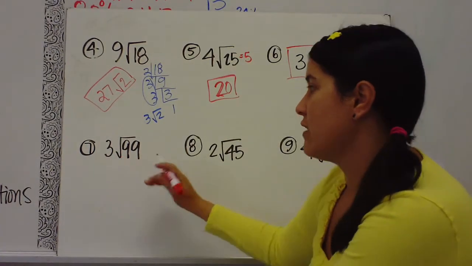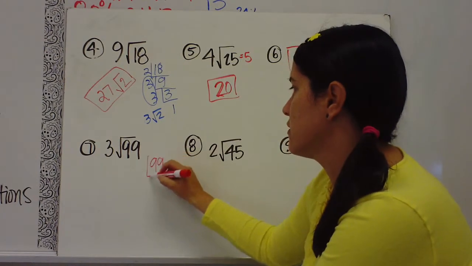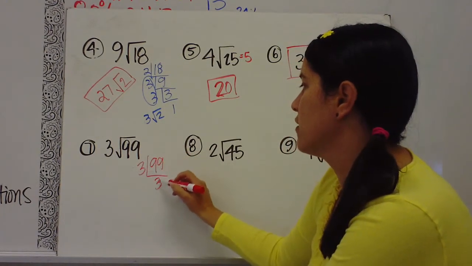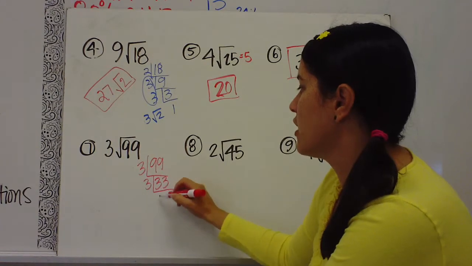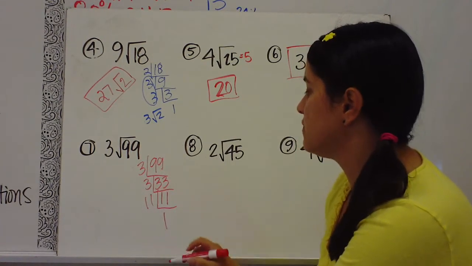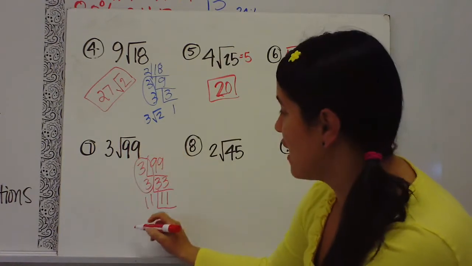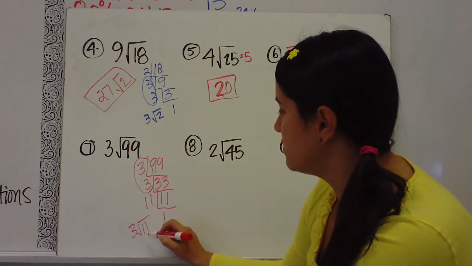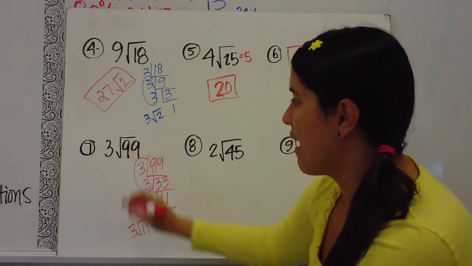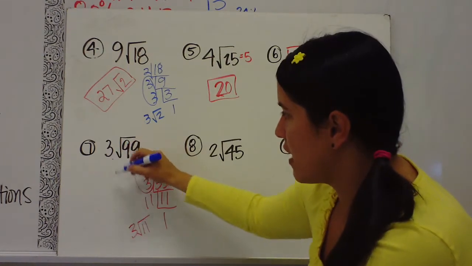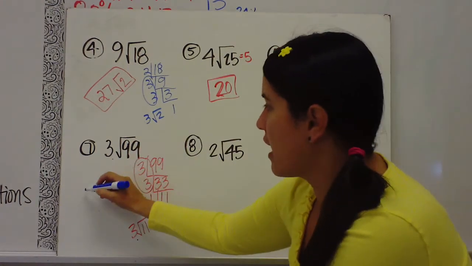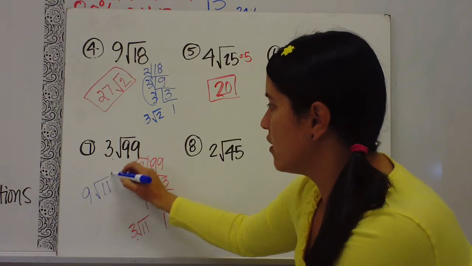3 times root 99. So 99 can go 3, and then 11. I have a pair of 3's. So when I simplify the square root of 99, it's going to be 3 root 11. Multiply that by that 3 up here, so we're going to multiply the 3's together. So my answer is going to be 9 root 11.